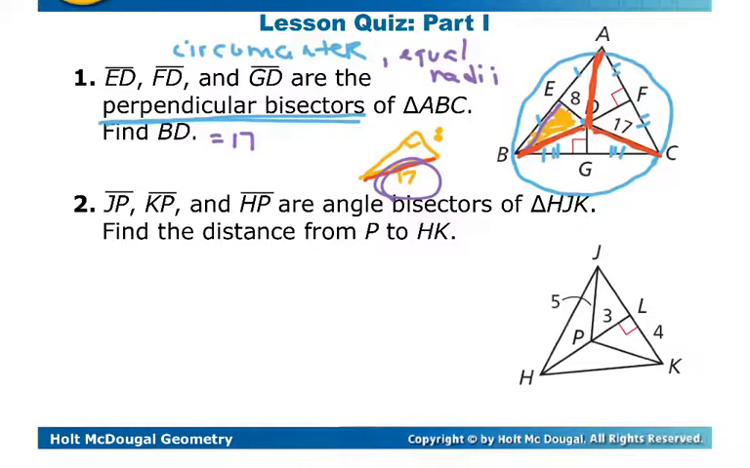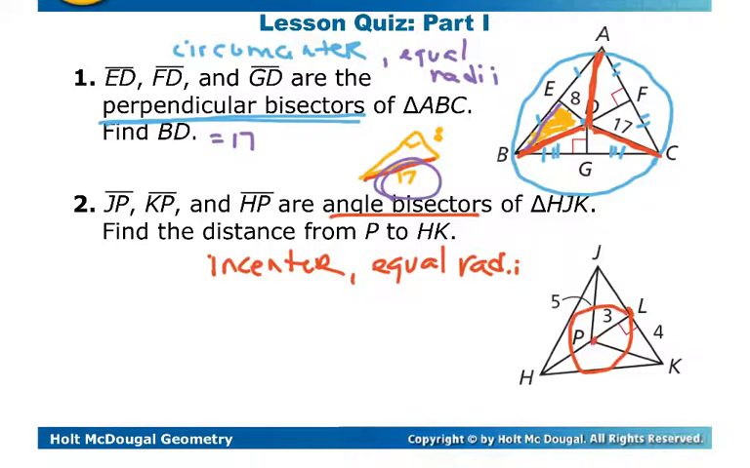Alright. Then we move on to the next one, and this one says they are angle bisectors. So be careful with that, because angle bisectors means that it's going to be an incenter. And that incenter, of course, gives us some equal radii. And so if we draw this circle inside, P ends up being the middle, and so this is the radii. This could also be the radii, and this could also be a radii.